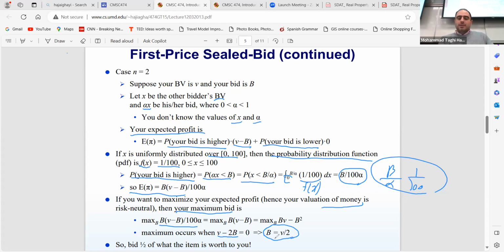So what's the meaning of that? It means that your bid should be half of the actual value that this item is worth. So if you are going to some kind of advertisement auction and you want to decide how much to shade your bid, and you know there are two people, then you need to shade it to something like half of the price. That's the one that maximizes your profit. However, this is for the case of n equal to 2, where there are only 2 players.